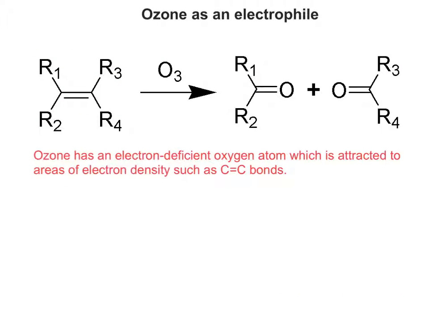So ozone, as we've looked at, possesses an electron-deficient oxygen atom in either of its resonance structures. This is attracted to areas of electron density such as carbon-carbon double bonds. So essentially what happens is the carbon-carbon double bond breaks open and you get an oxygen atom that's double bonded onto each carbon, as shown in the products above.